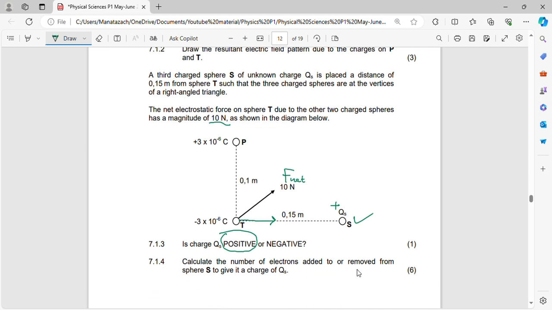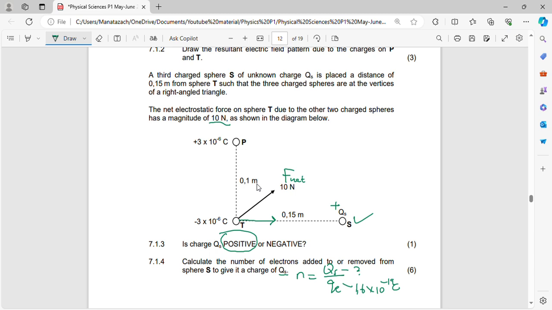And then 7.1.4: calculate the number of electrons added to or removed from sphere S to give it a charge of QS. What we'll be doing is calculating the charge itself to calculate the number of electrons. So once you get the QS, we'll divide it by the QE, which is the charge of the electron. That is given on the formula sheet as 1,6 times 10 exponent minus 19 coulombs. But firstly, we need to calculate the QS. Okay, now let's start there.